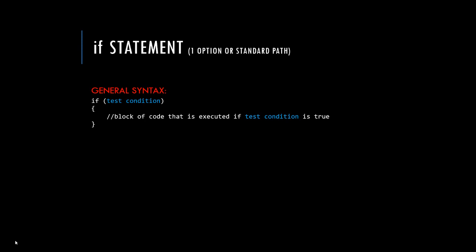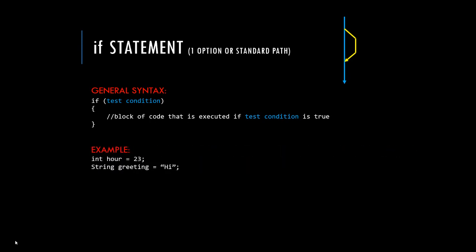Now, an if statement is where there's one option or just a standard path. Our general syntax is that we have if with a test condition inside the brackets, and then we have our curly braces as a container underneath for what we're going to do if this test condition is true. Inside these curly braces, you have the block of code that is executed if our test condition ends up being true. Normally we have a straight down path, but this gives us one extra option. You can continue along in the program, or you have the option to move off that path.